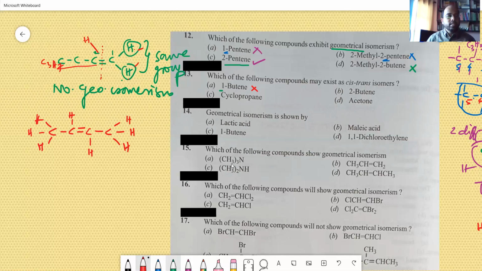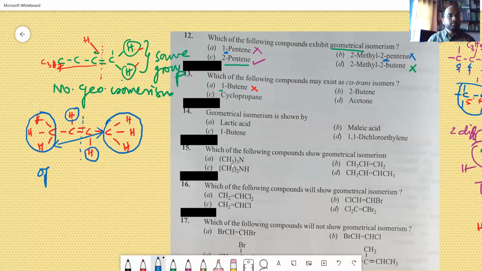So you can see that here it is CH3, one group across the double bond, H another group. So here H another group, CH3 another group. Two groups are opposite. Okay, it is trans, and therefore this is exhibiting geometrical isomerism. 2-butene exhibits geometrical isomerism.